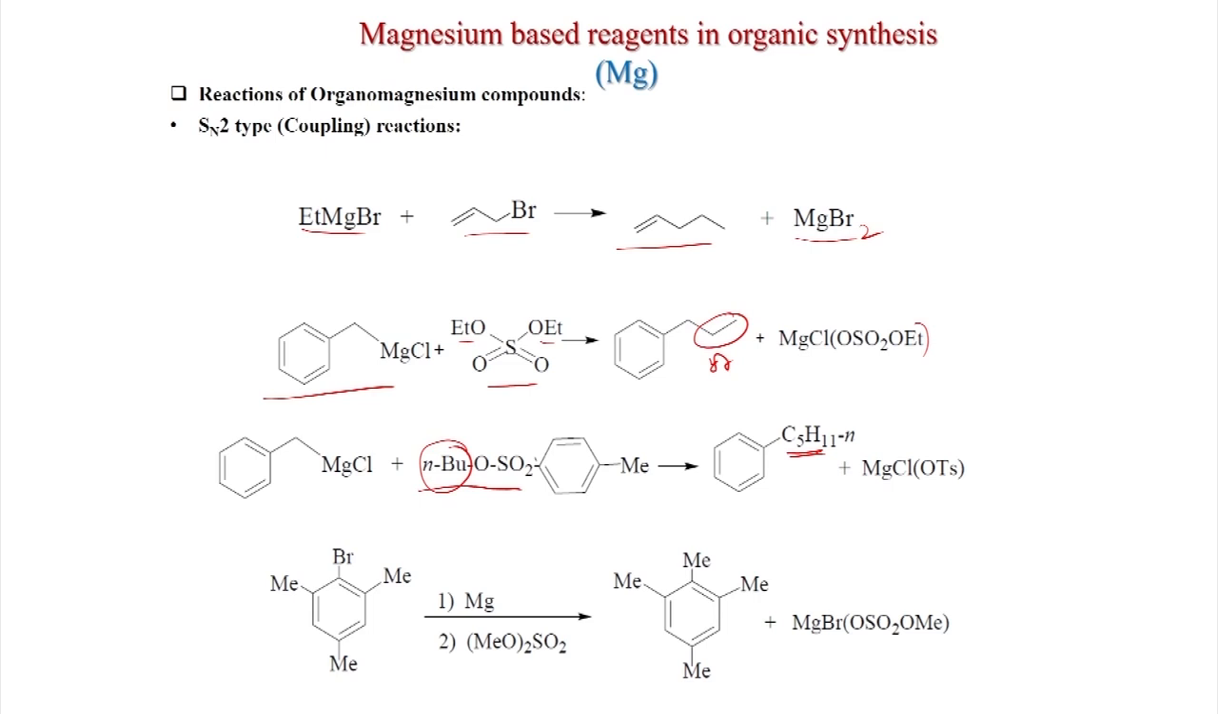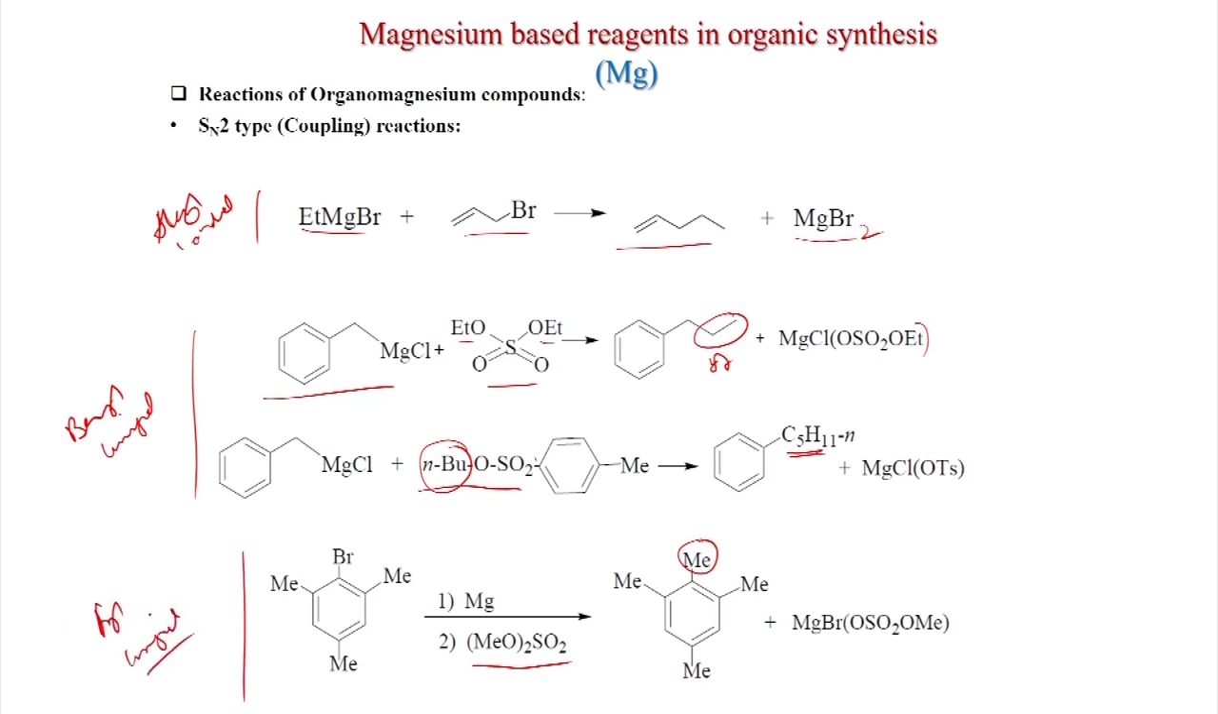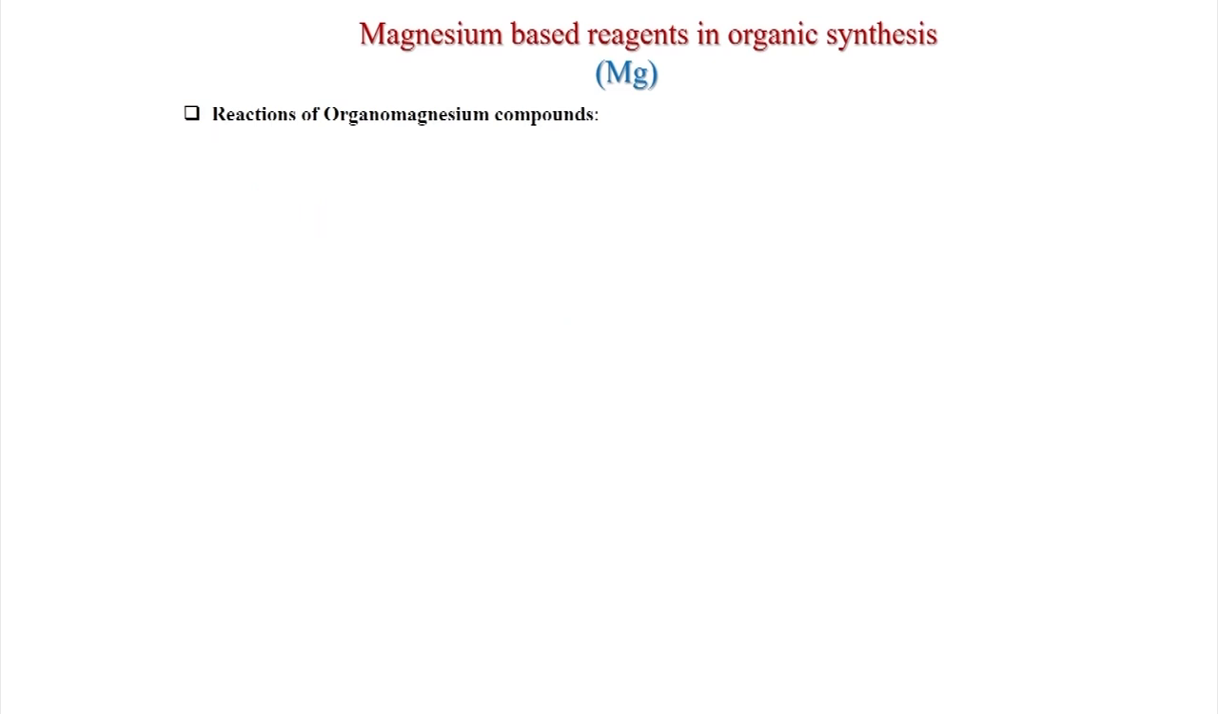Also, an aryl Grignard. So, aryl Grignard can be generated from this bromide reacting with the magnesium, and now we can react it with this dimethyl sulfate, and the methyl group can be incorporated. So, these reactions are very useful. So, this is with alkyl Grignard, this is benzyl Grignard, and this is aryl Grignard. So, all of them undergo substitution reaction.